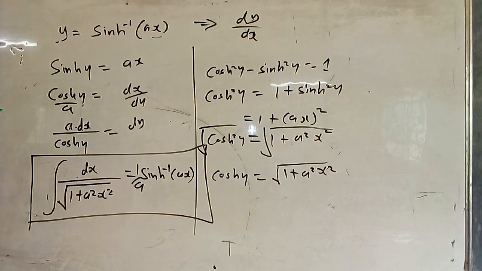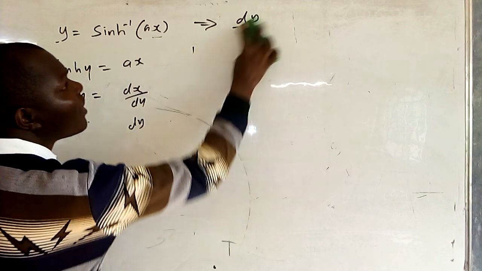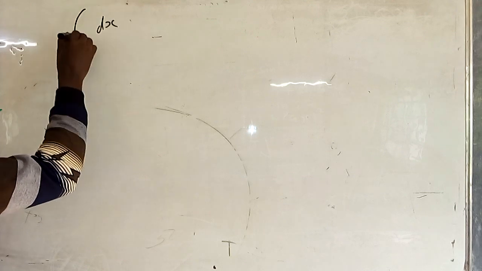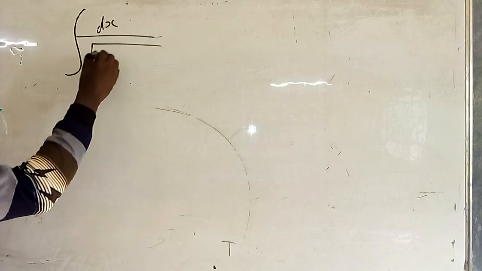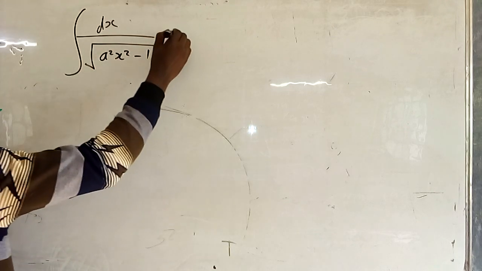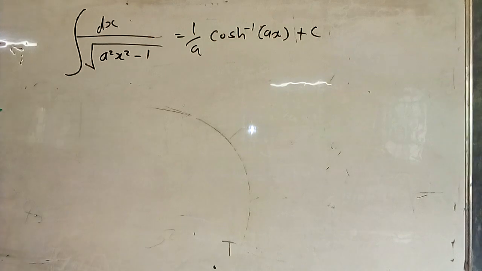So can you now prove that? As an assignment, can you prove that if you integrate dx over square root of a squared x squared minus 1, it is equal to 1 over a cos inverse of ax plus c? Can you now prove that? If you integrate dx over square root of a squared x squared minus 1, you're supposed to get 1 over a cos inverse of ax plus c.